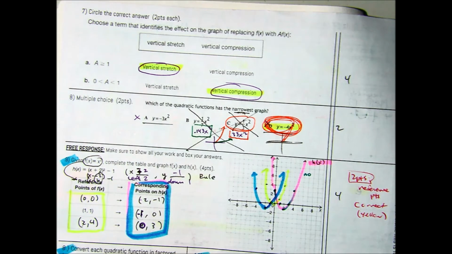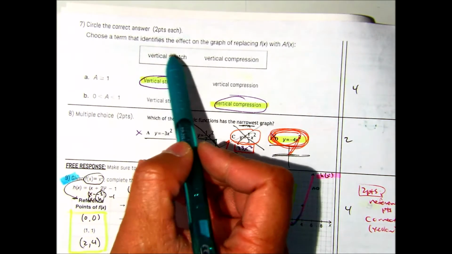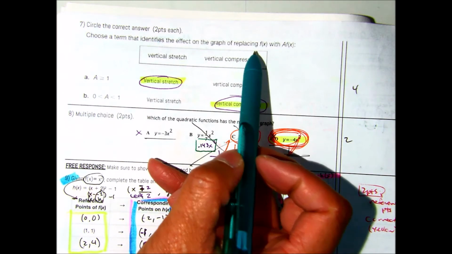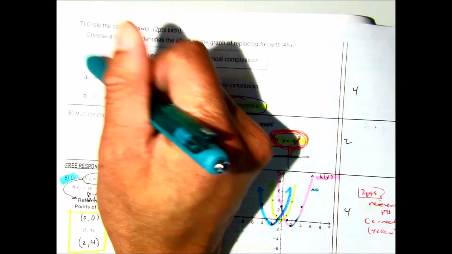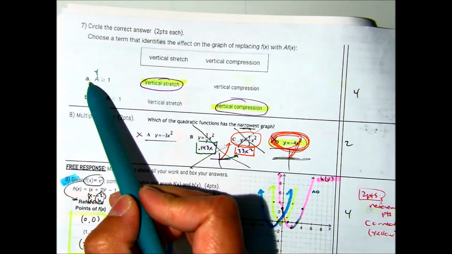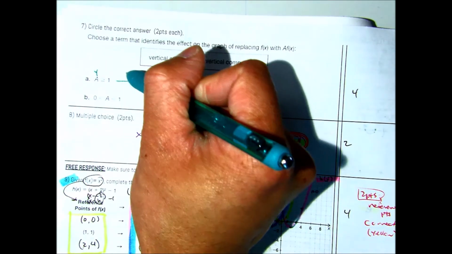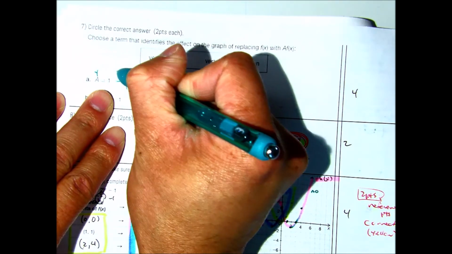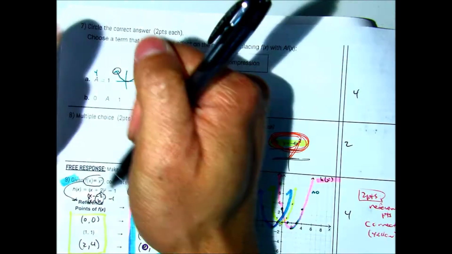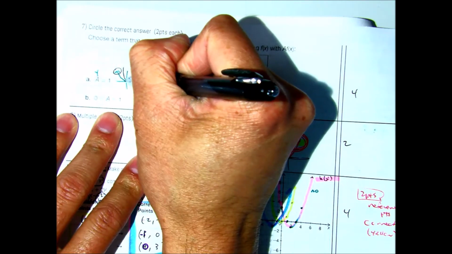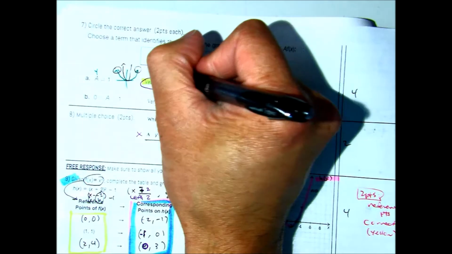All right, number 7 tells us to circle the correct answer. Choose a term that identifies the effect on the graph of replacing f of x with a times f of x. Well, if your a value is getting bigger, such as 4, it's called a vertical stretch. And what that looks like is, if this was the parent function, and you take the ends of the function, you kind of pull it up, it'll get skinnier or narrower.